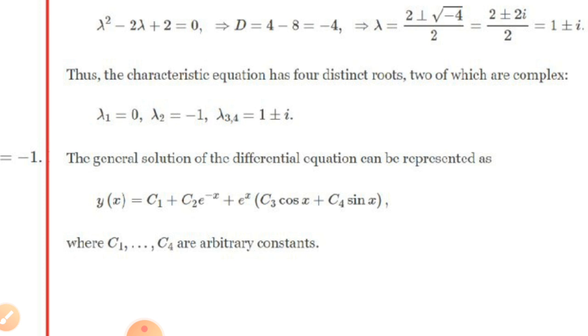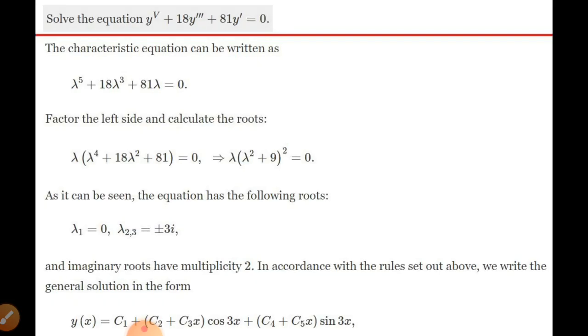will be 1. So we have the solution as c1 plus c2 e to the power minus x plus e to the power x, because alpha is 1 and beta is also 1. So e to the power x (c3 cos x plus c4 sin x). So this is the third variety of equation, where we have complex roots as well. Now we are moving towards the fourth question.